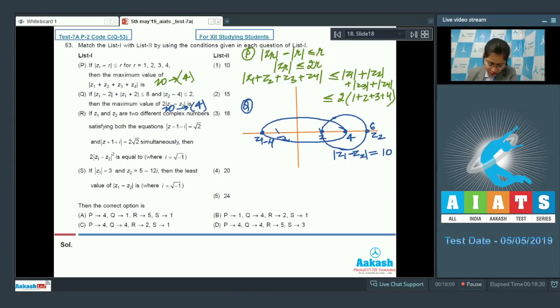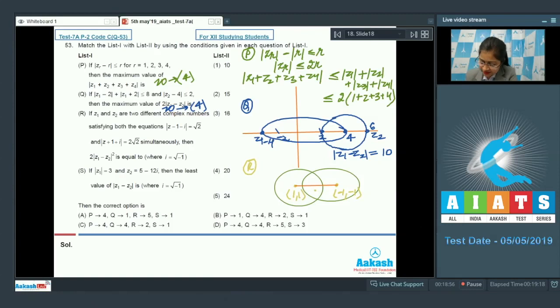Next, let's solve option R, which says that z1 and z2 are two complex numbers satisfying both the equations. Two equations are given which are circles. Then we have to find 2 times mod of z1 minus z2 whole square. So both of them are circles. The center of one is (1, 1) and the center of the other one is (minus 1, minus 1).